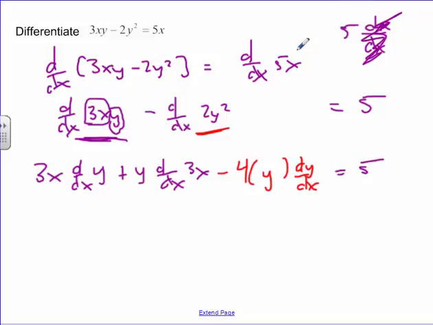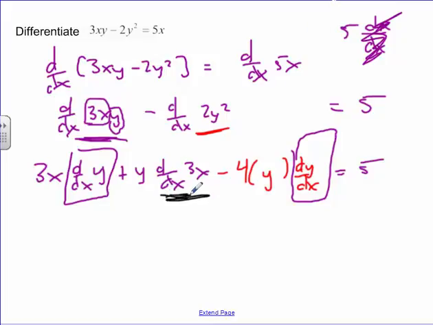Okay, we still have another derivative left to take. This guy right here is actually what we're looking for. That's dy over dx. And this guy right here is also what we're looking for, which is dy over dx. But this guy right here still requires some more deriving. So I'm going to clean this up a little bit here. This is going to be 3x times dy over dx. And then this is going to be 3 times y, because really all of this right here, the derivative of this is 3, but there's that y in front. And then I'm going to minus 4y dy over dx. That's going to equal 5.